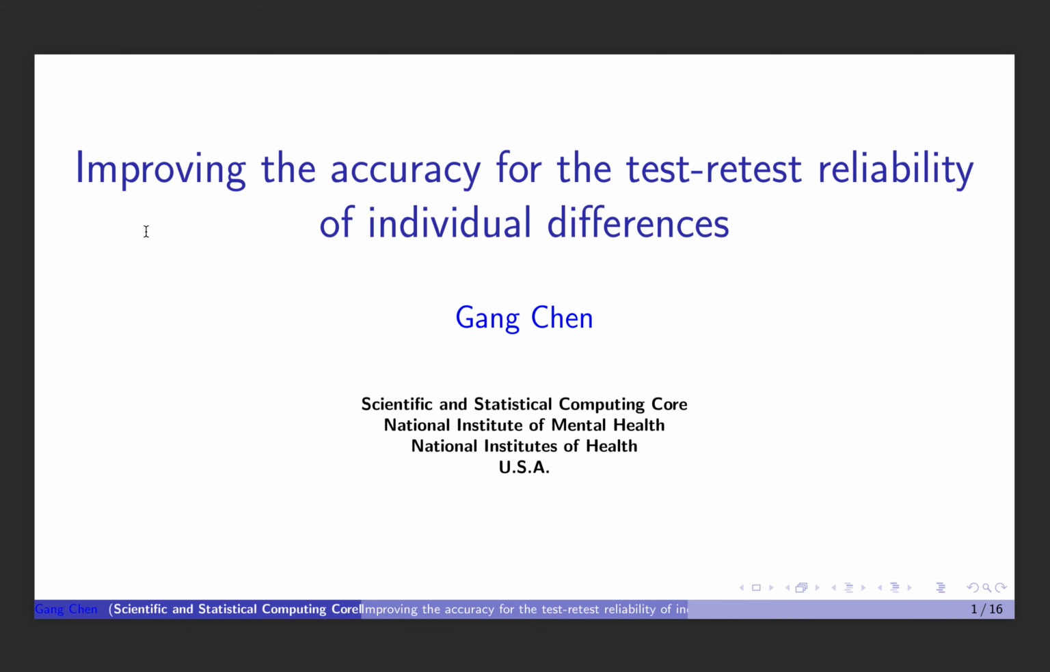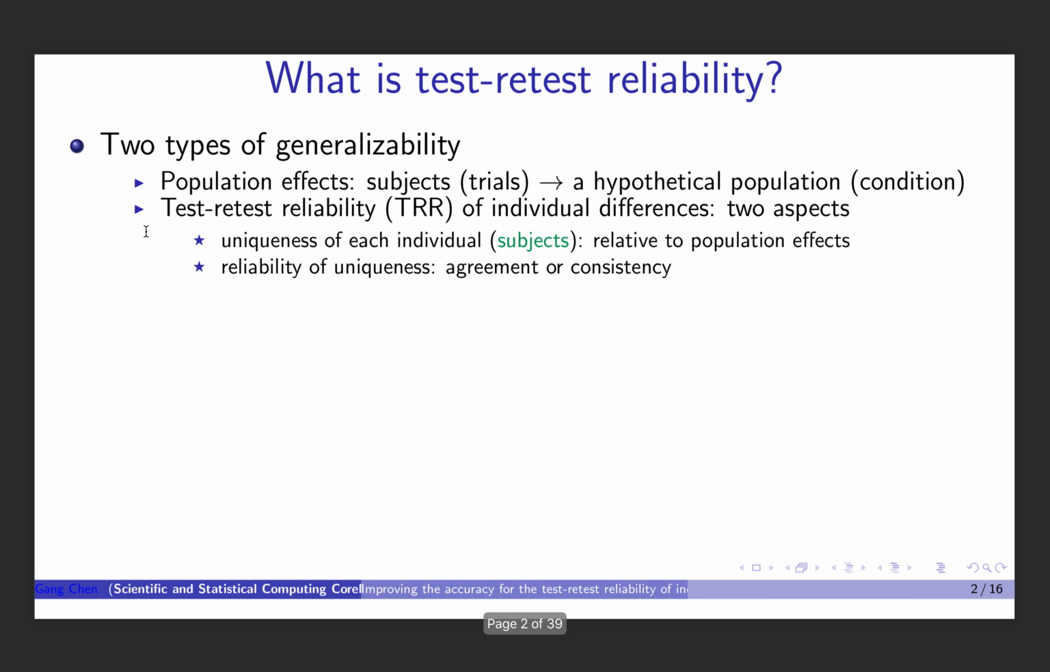How to accurately estimate test-retest reliability. First of all, what is test-retest reliability? In neuroimaging and psychometrics, there are two types of generalizability. Sometimes we're interested in the population effects. Suppose we have an experiment with two conditions, congruent versus incongruent. At the population level, we're interested in generalizing from the specific subjects to a hypothetical population, and from the specific trials for each condition to the task or the condition at the population level.